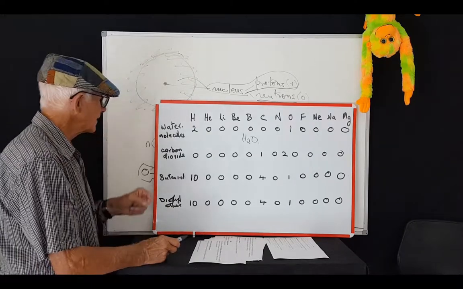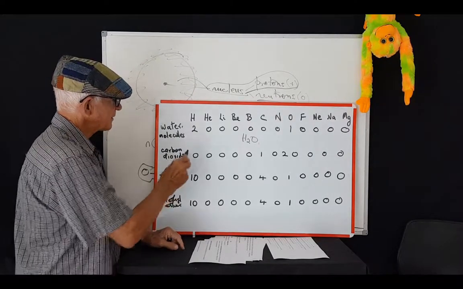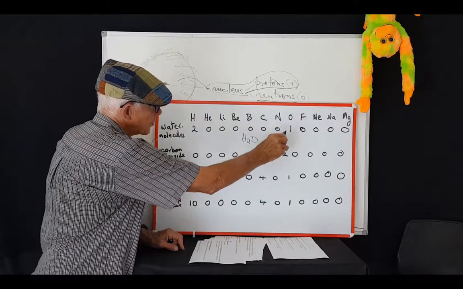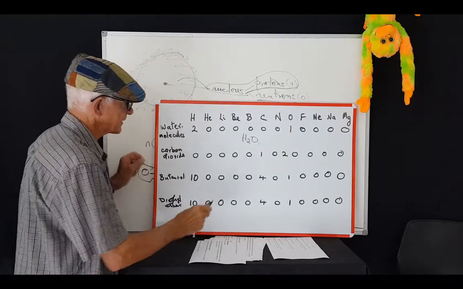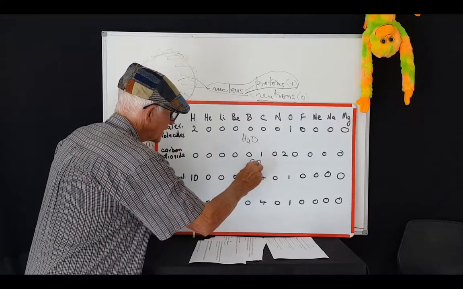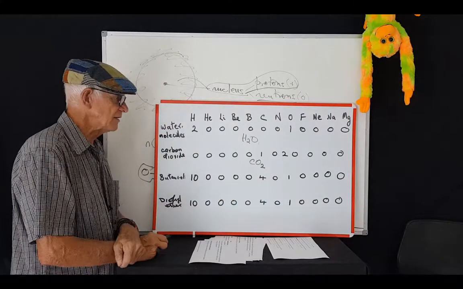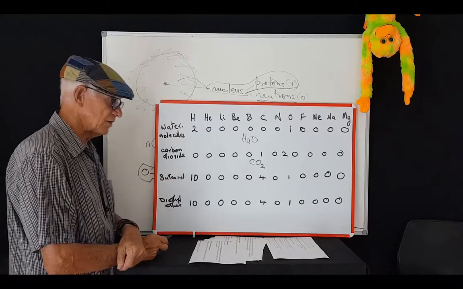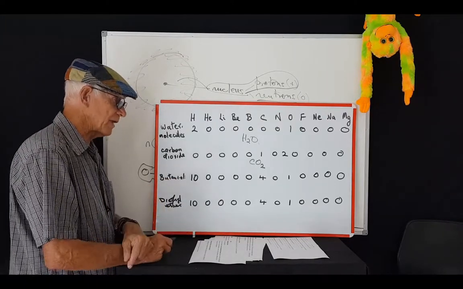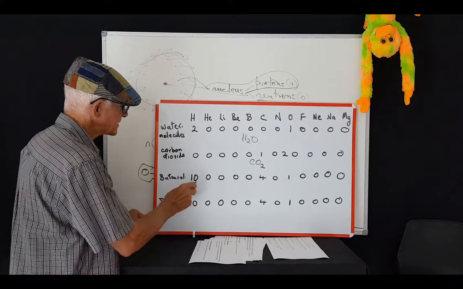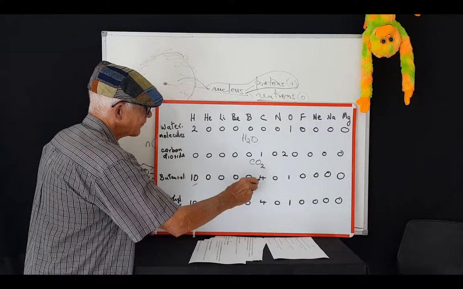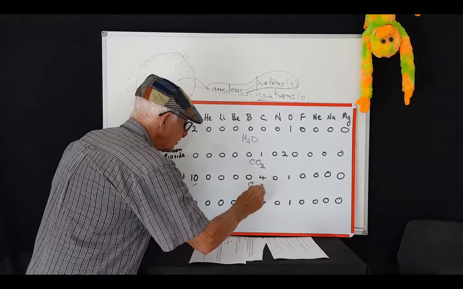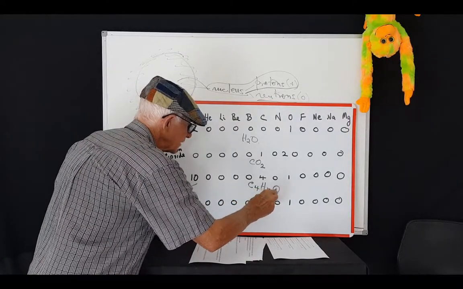Okay? Carbon dioxide, none. It has 1 of carbon and 2 of oxygen. It's a little bit out of line there. So its formula is CO2. Butane-1-ol, a compound you're going to become quite familiar with, has got 10 hydrogens, none of these, 4 carbons and 1 oxygen. So it's C4H10O.